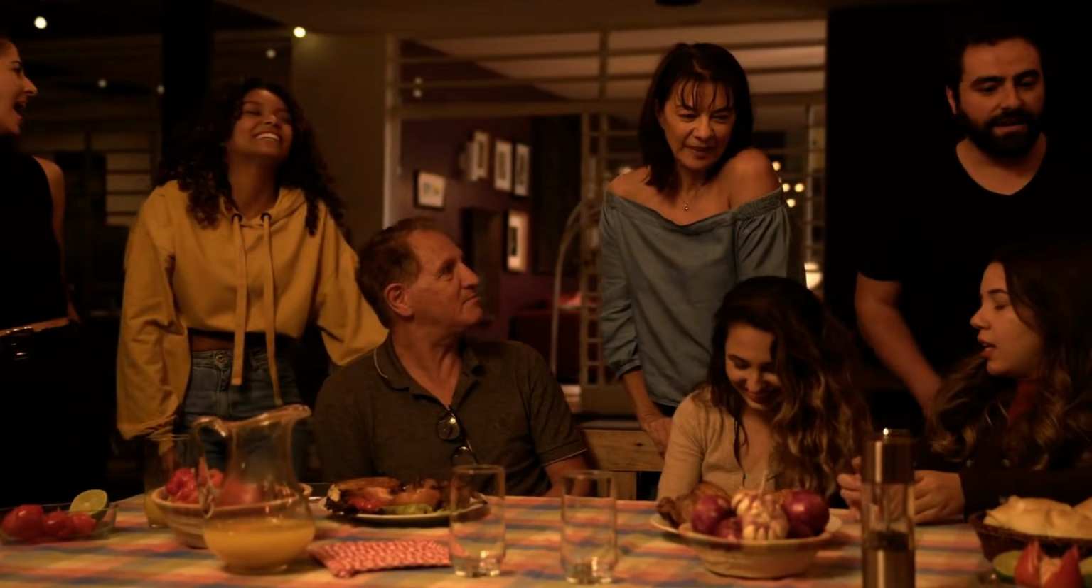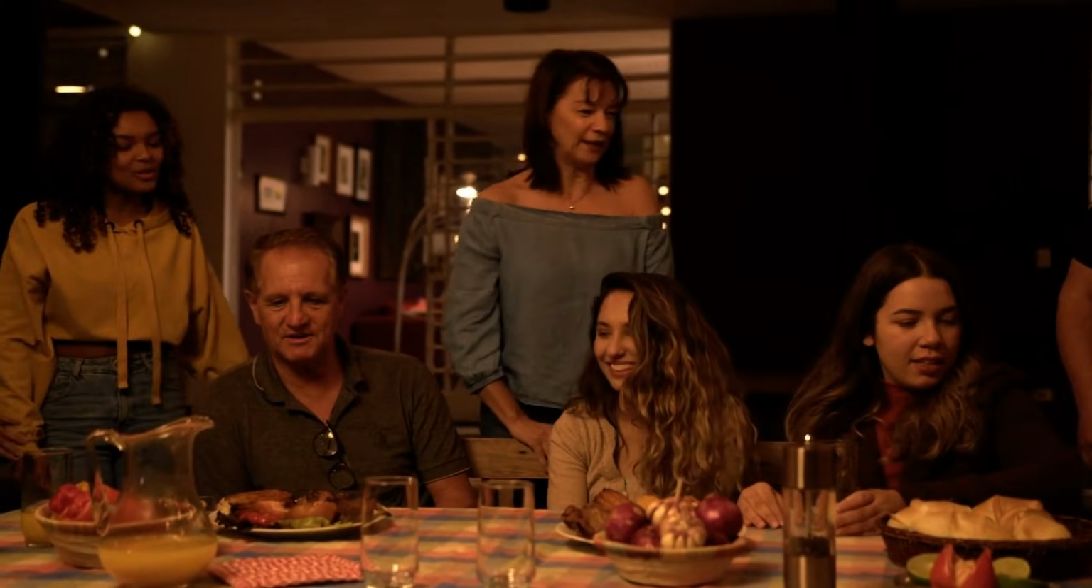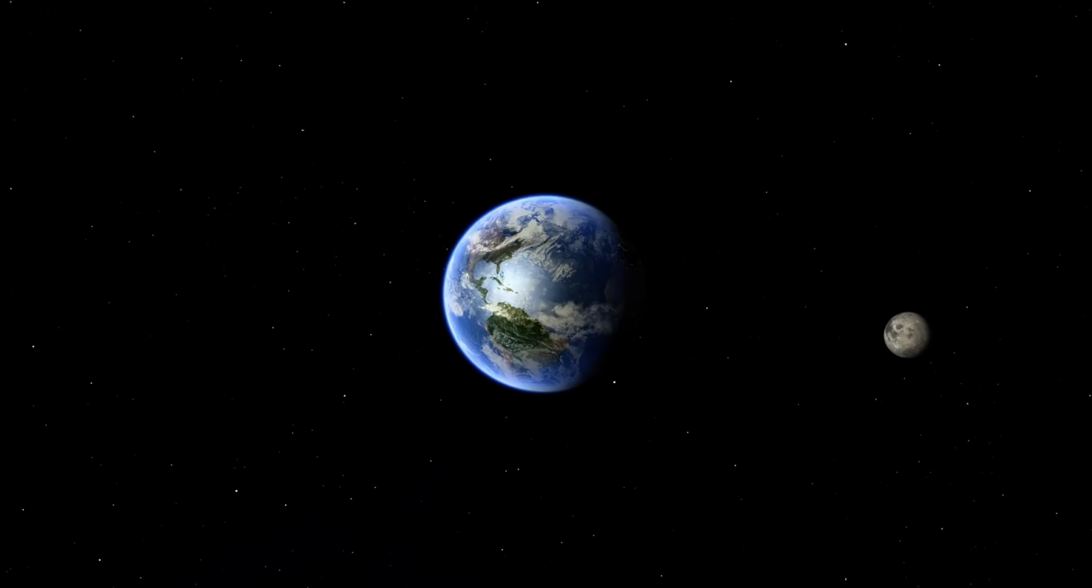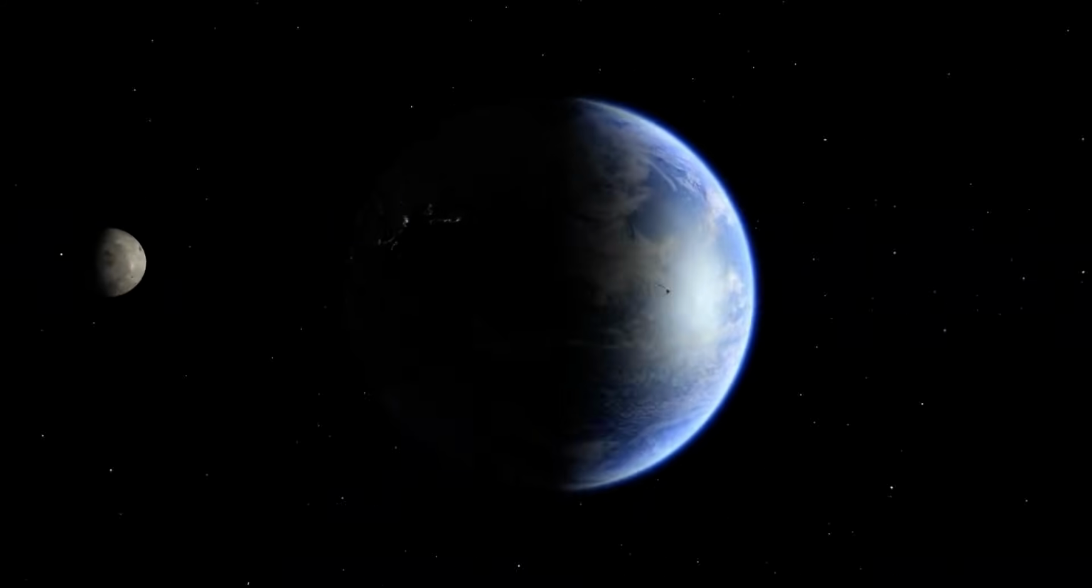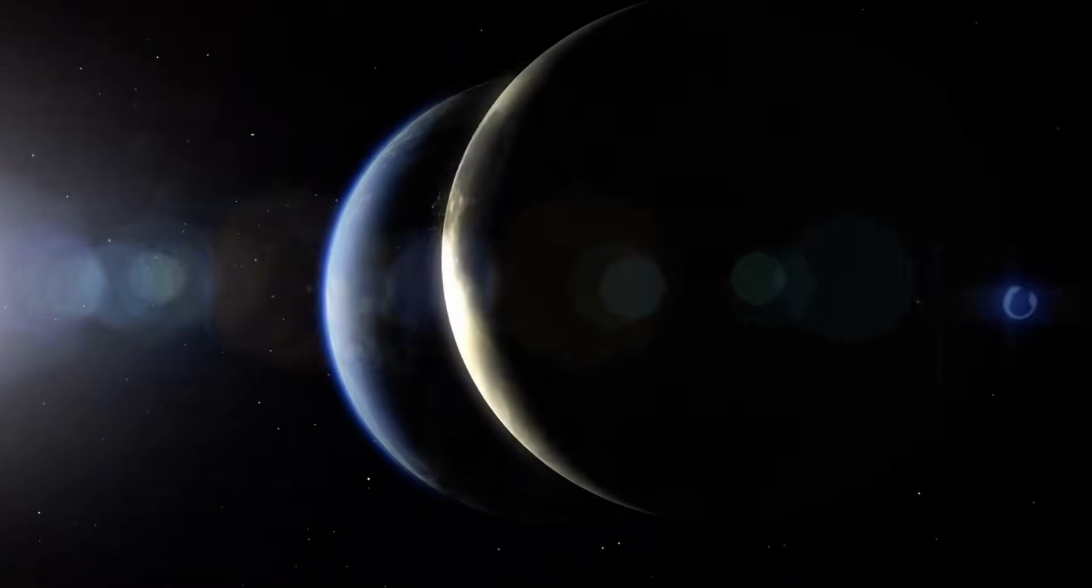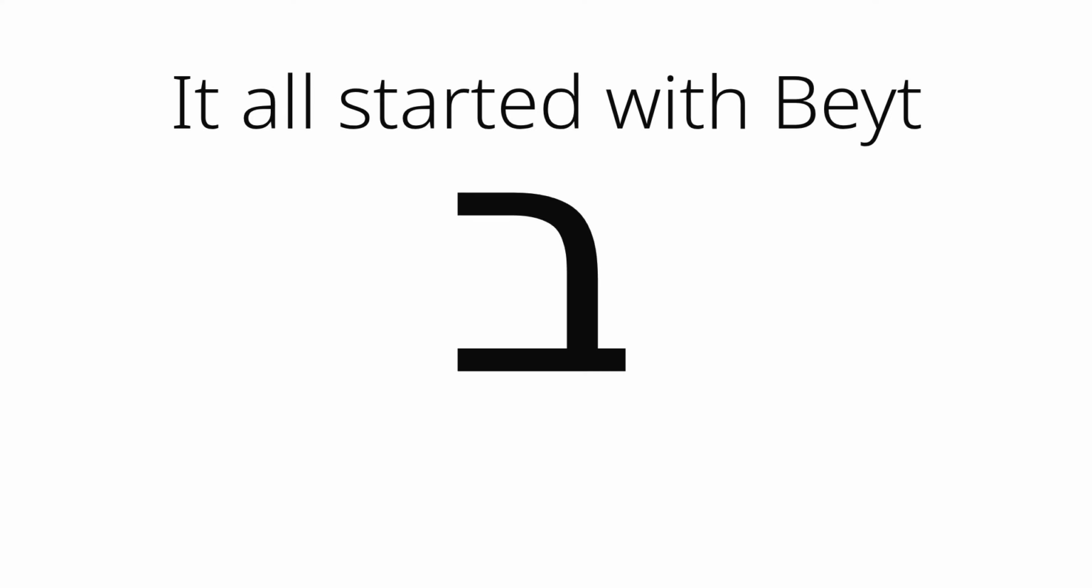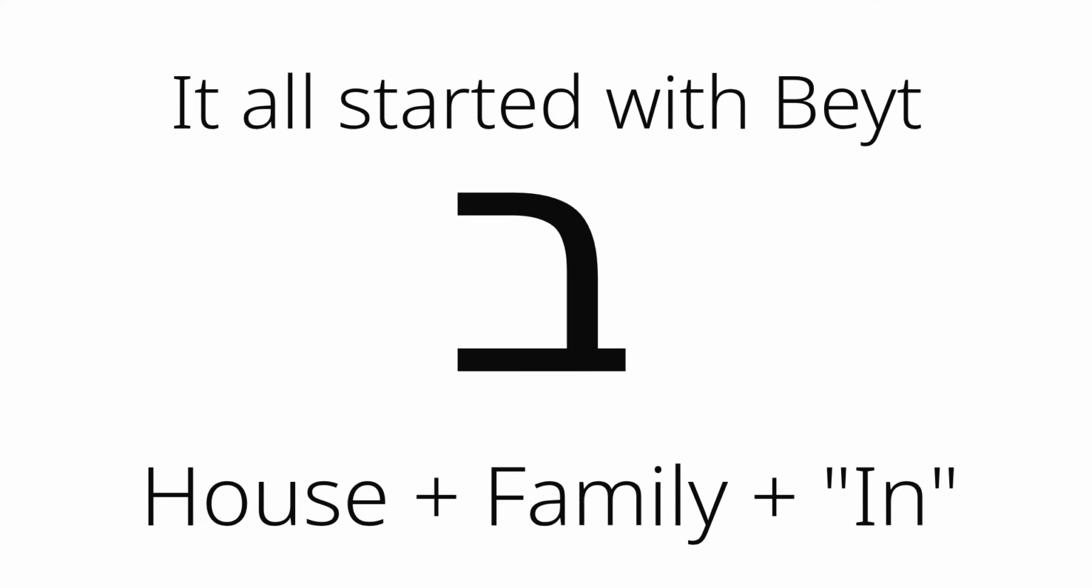On a micro scale, we all have our own individual families which we are in. If we zoom way out to the macro scale, it's as if the Beyt was divinely designed to remind us that it always started in. It all started with the Beyt. The Beyt means house, family, and the location of being in.